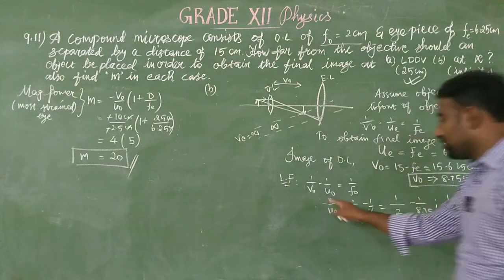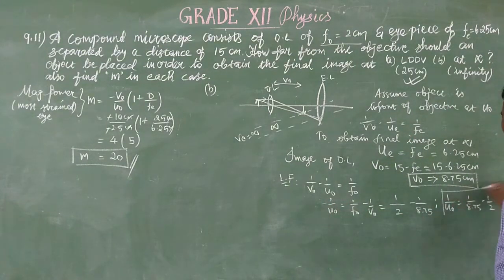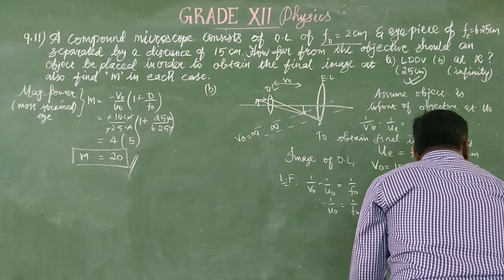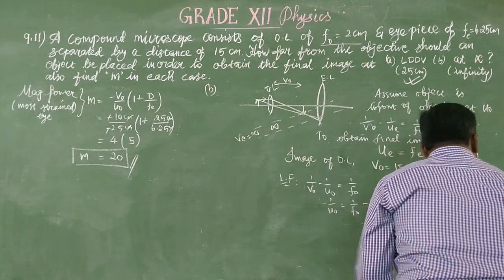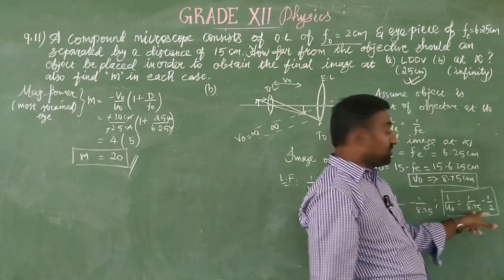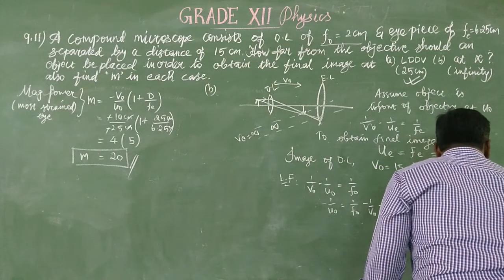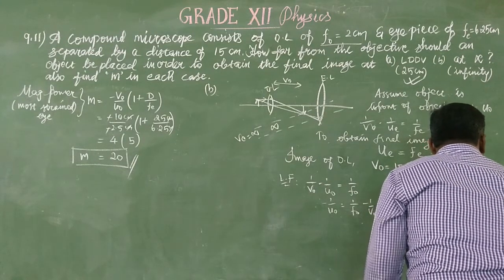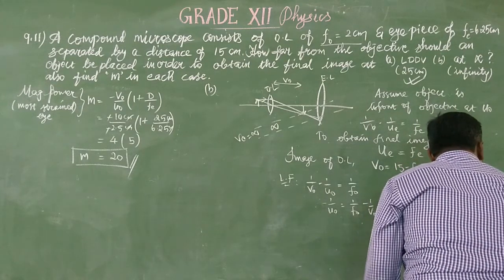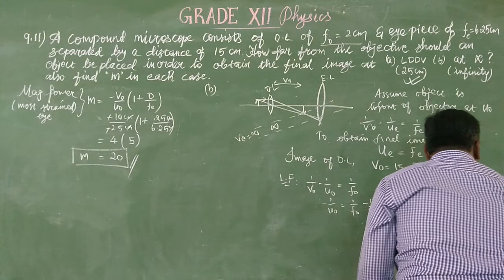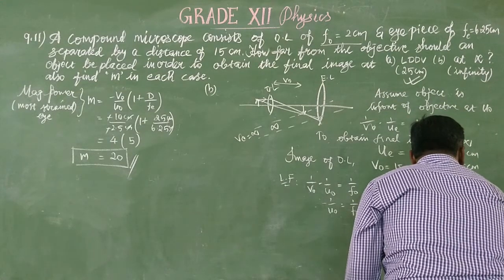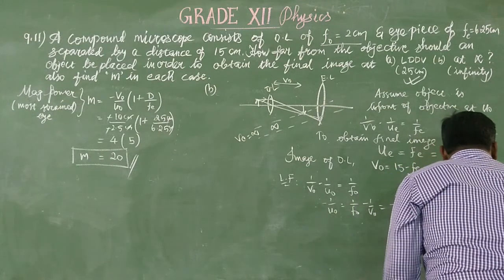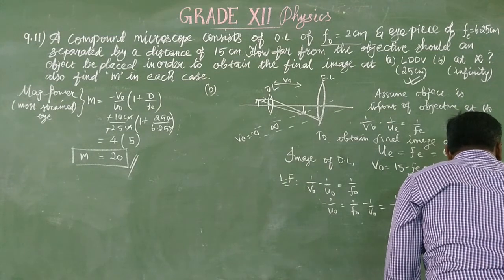We rearrange it; minus 1 by U0 is this value, so what will 1 by U0 be? After simplifying, what value do we get? So 1 by U0 is equal to minus 6.75 by taking LCM. Taking the LCM of 8.75 and 2 gives 17.5. So this is 2 times, and this is 8.75 times. Finally, simplifying, we get minus 6.75 by 17.5. Therefore U0 is equal to 17.5 divided by 6.75 with the negative sign, which is equal to minus 2.59 centimeter.